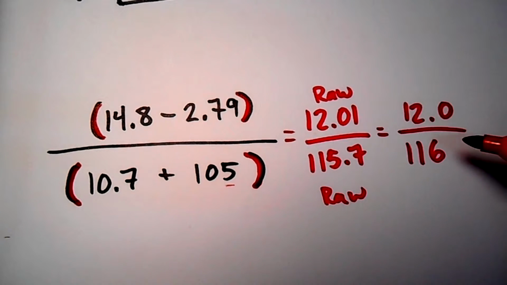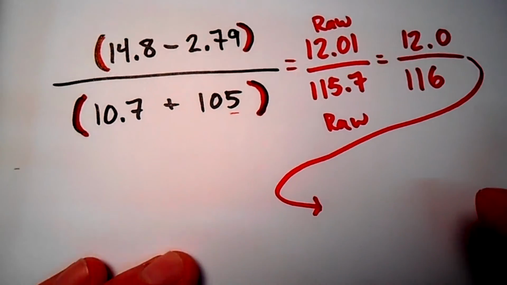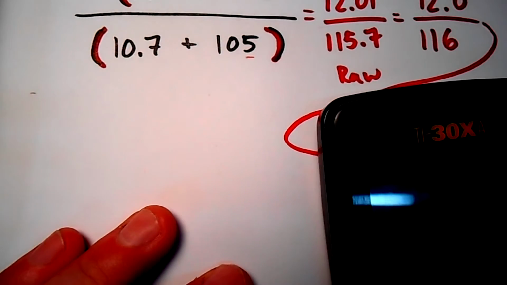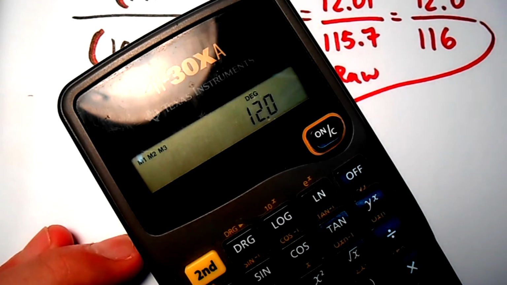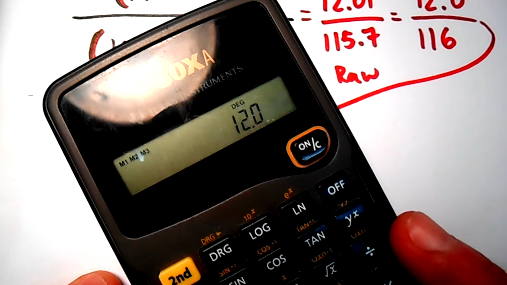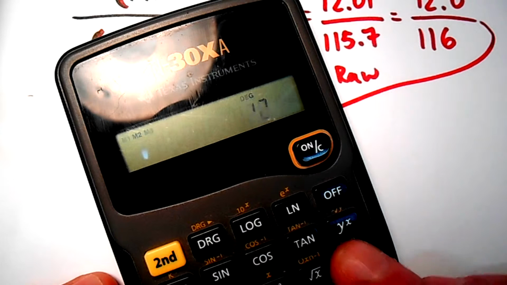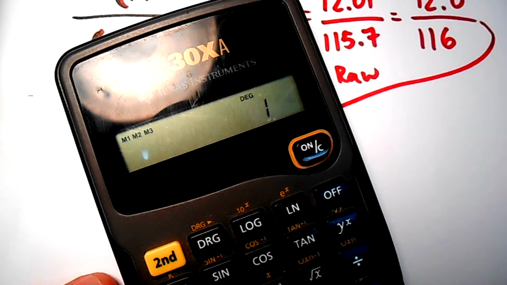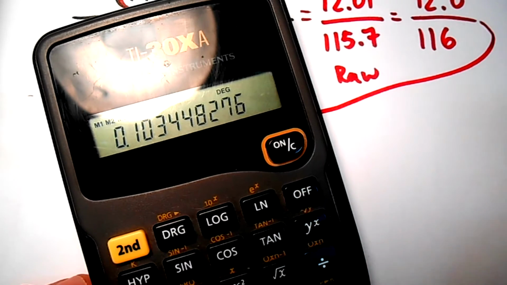My numerator and my denominator both have 3 sig figs. So it doesn't matter which one I say is limiting it. The point is my answer's got to have 3 sig figs. So as I carry this on then, 12.0 on my calculator. I know that 0.00. My calculator doesn't need to know, but I'm going to do it for the video. And I'm going to divide this by 116.